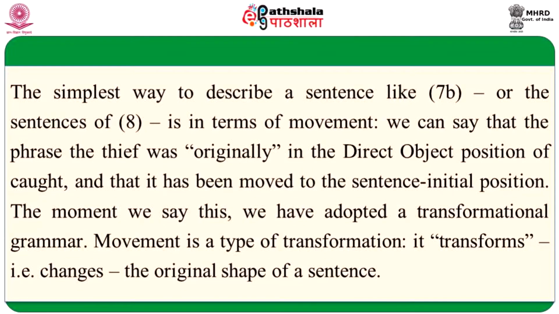The simplest way to describe a sentence like 7b that you have seen before, or the sentences of 8 that have just gone before, is in terms of movement. We can say that the phrase the thief was originally in the direct object position of caught, and that it has been moved to the sentence initial position. So, I believe that they have caught the thief. Now the thief has been moved to the sentence initial position. The moment we say this, we have adopted a transformational grammar. Movement is a type of transformation. It transforms, that is, changes the original shape of a sentence.